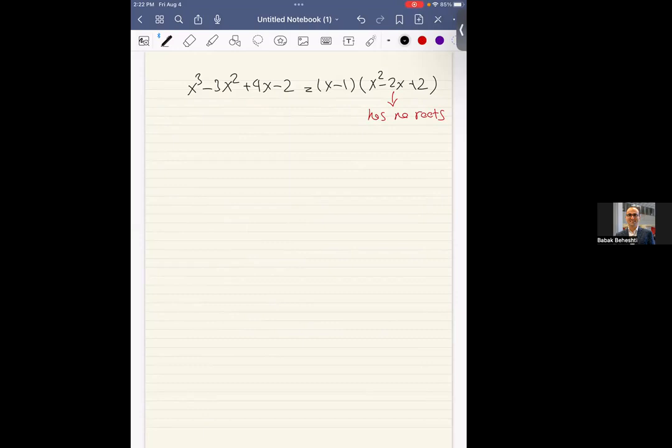Whenever there is no roots for a quadratic, it's either always above the x-axis or below the x-axis. Here it's above because the coefficient of x squared is positive. So this is always positive, because you have 1 times x squared. If it was negative x squared, it would be always negative.